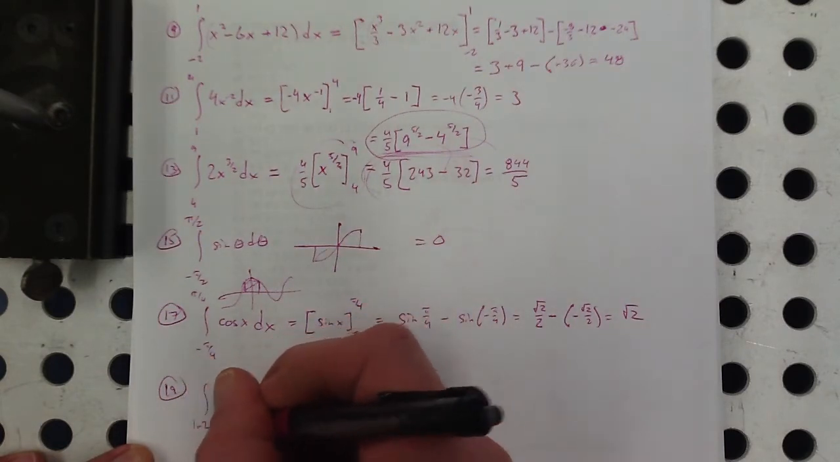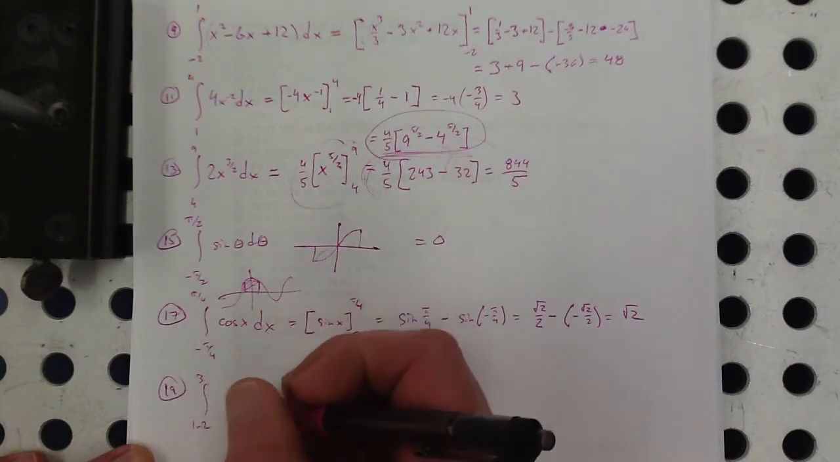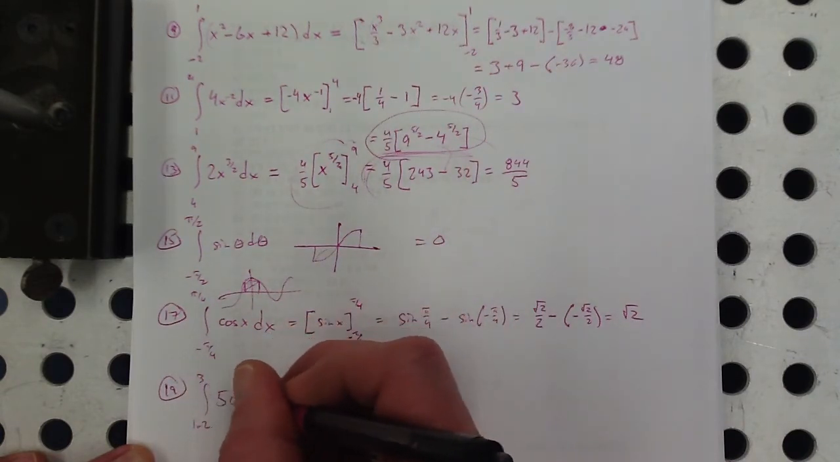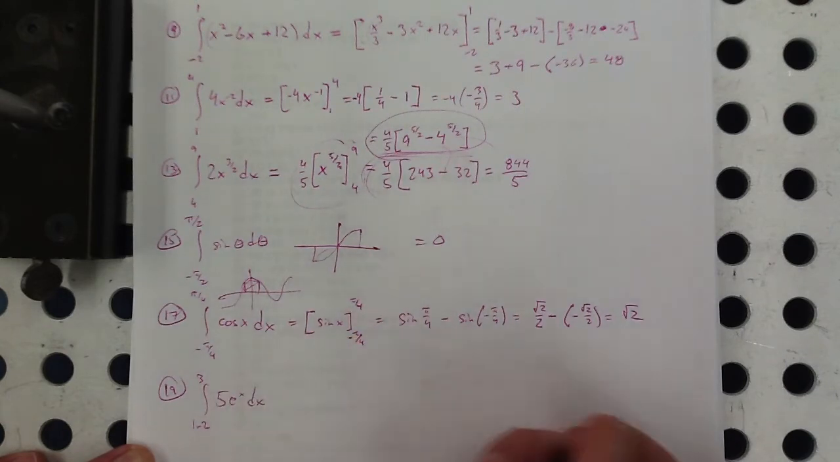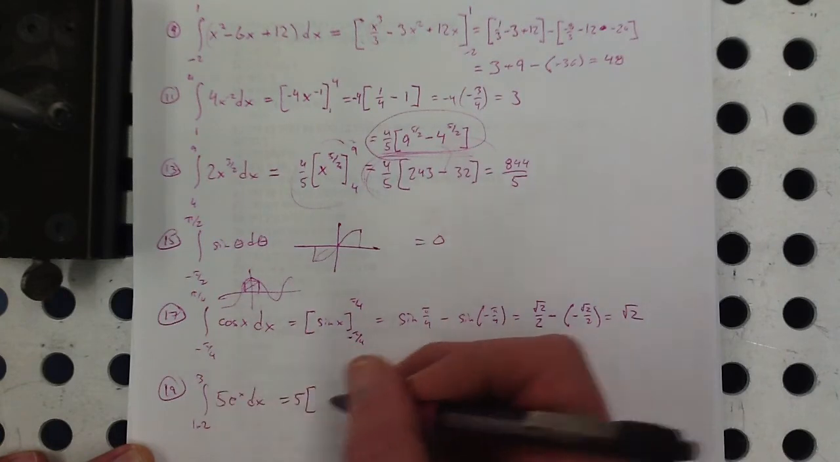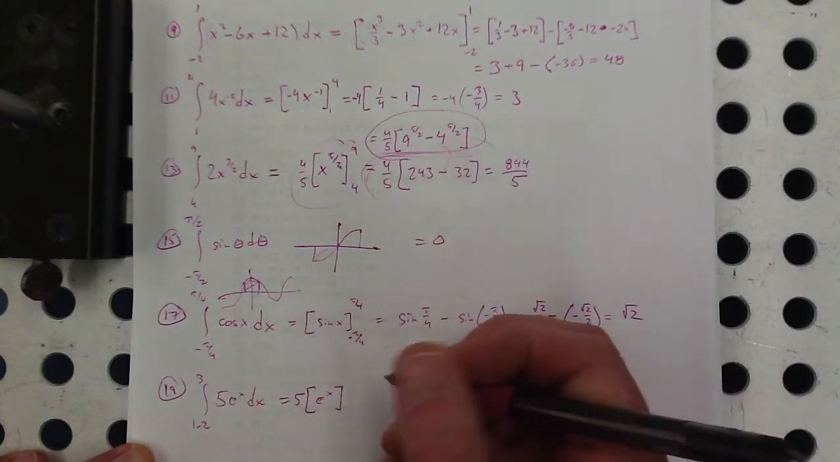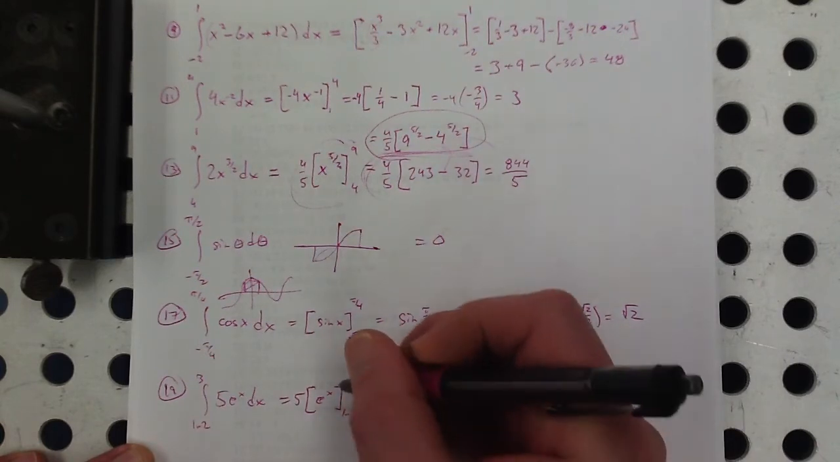How about the integral from natural log 2 to 3 under the 5 e to the x function. That 5 is just a constant. So what's the antiderivative of e to the x? It's e to the x. If you are your own derivative, then I guess you're your own antiderivative too.